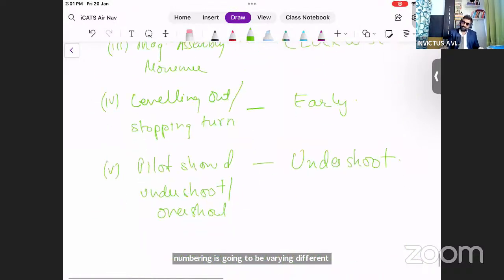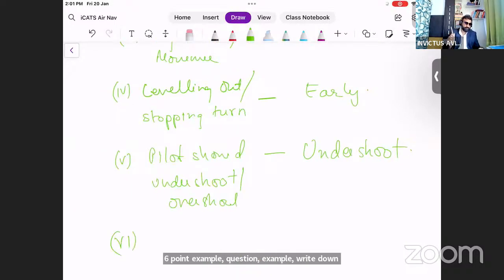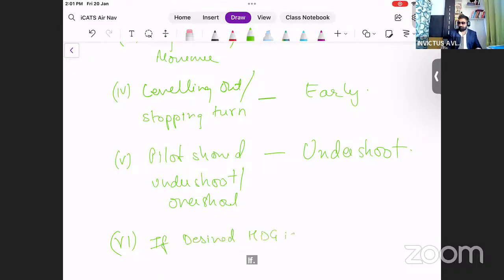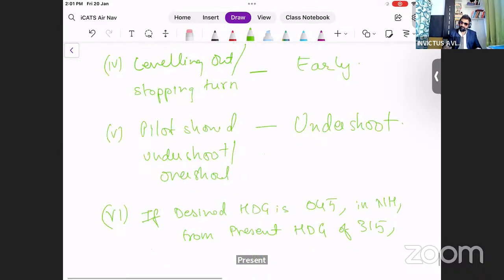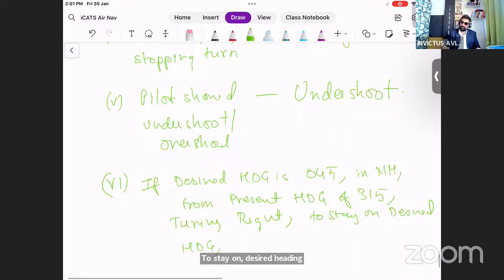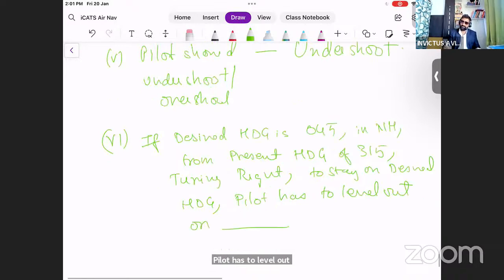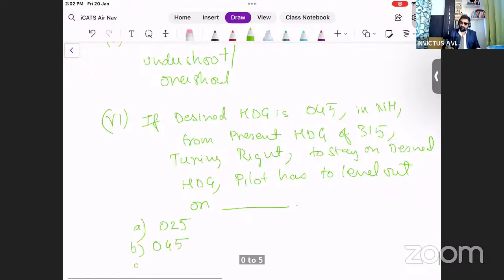Sixth point, question example, write down. If desired heading is 045 in northern hemisphere from present heading of 315, turning right to stay on desired heading, pilot has to level out on 025, 045, 065.